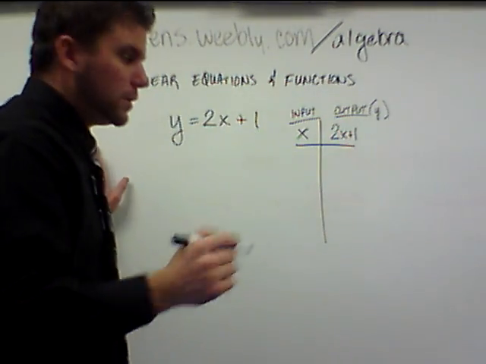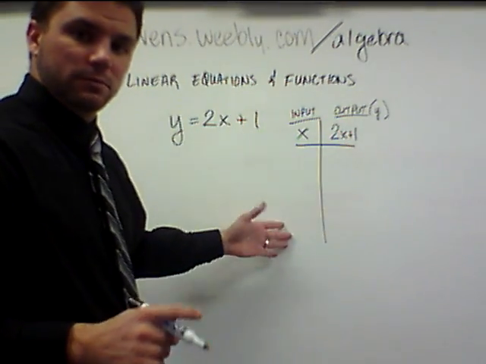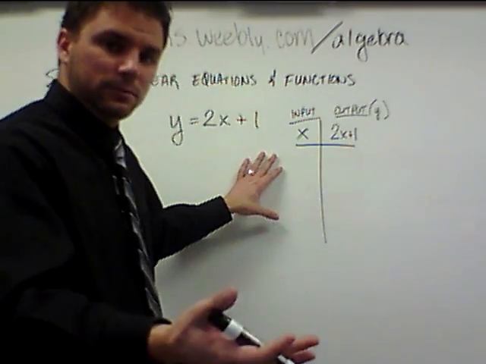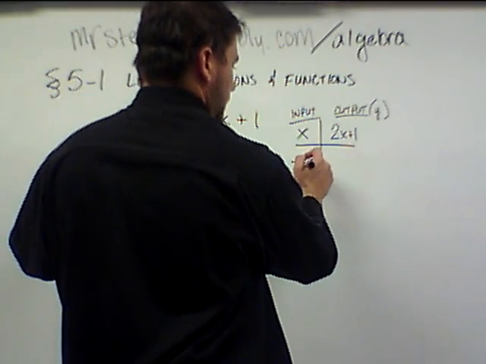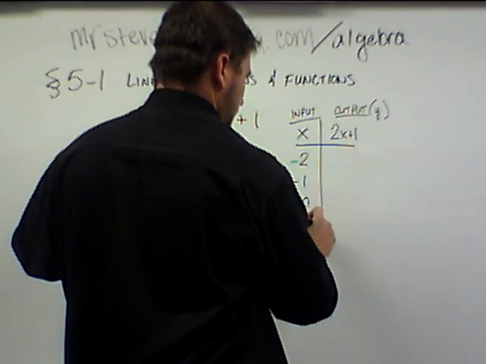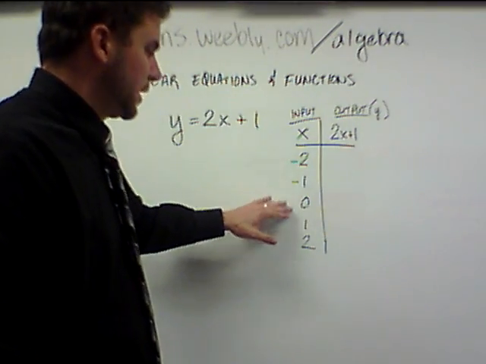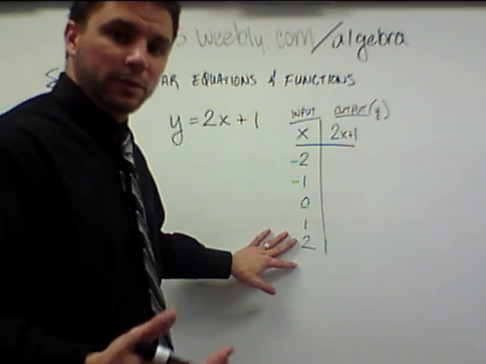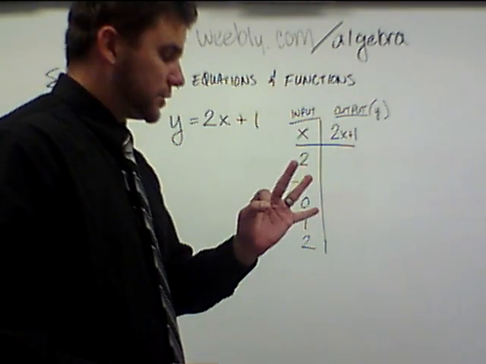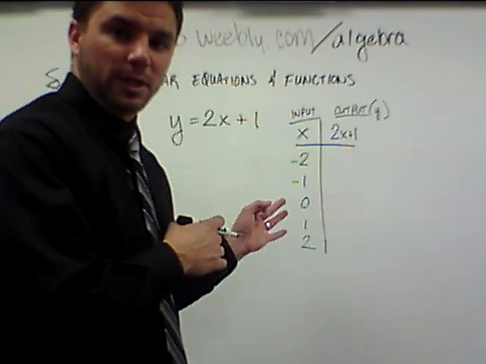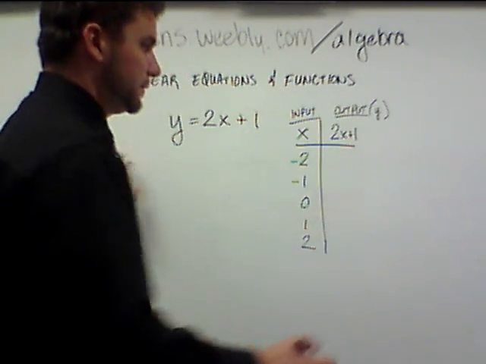Okay. So what we do is we take a few numbers, usually small numbers, that can fit our problem, plug them in, and find our answers. So in this problem, I've got -2, -1, 0, 1, and 2 that I'm going to plug in. In order to make a straight line, we need to make sure that we have 3 different possible points that we can plot. So I plug in -2.